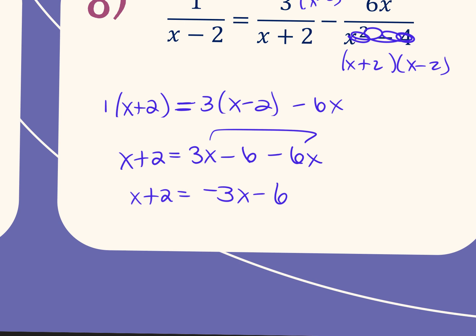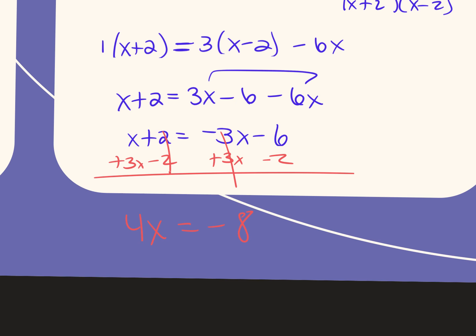Move letters to one side, numbers to the other. What do you want to do? I'm going to add 3x and subtract 2. So you're left with 4x equals negative 8. Agreed? Okay, divide by 4, and x equals what? Negative 2. Now, some of you are going to circle this and go on to the next one. Pat yourself on the back because you got a pretty number.